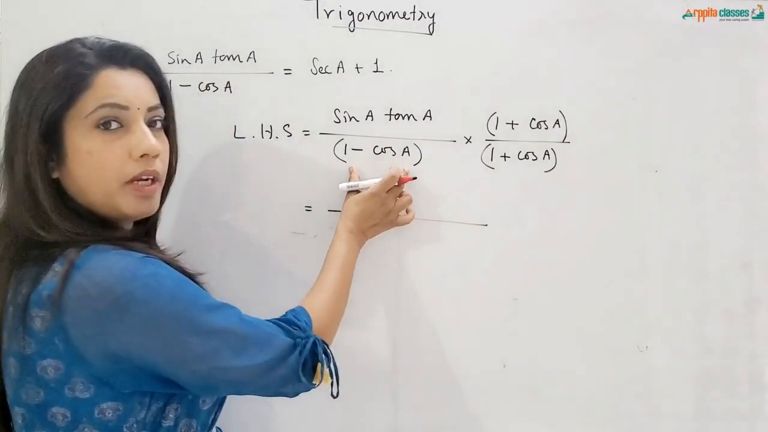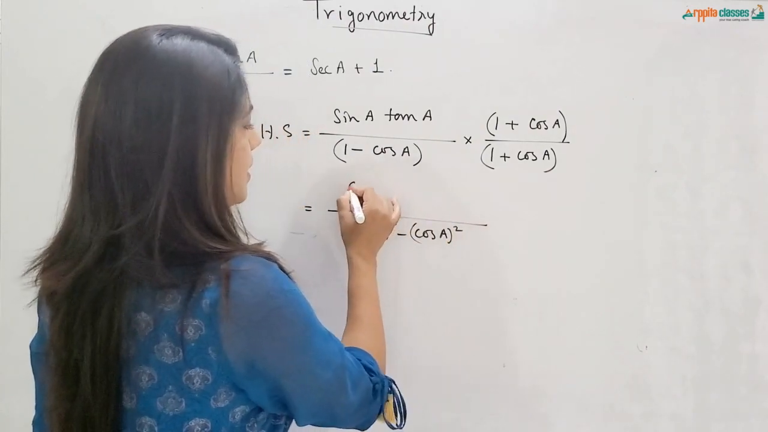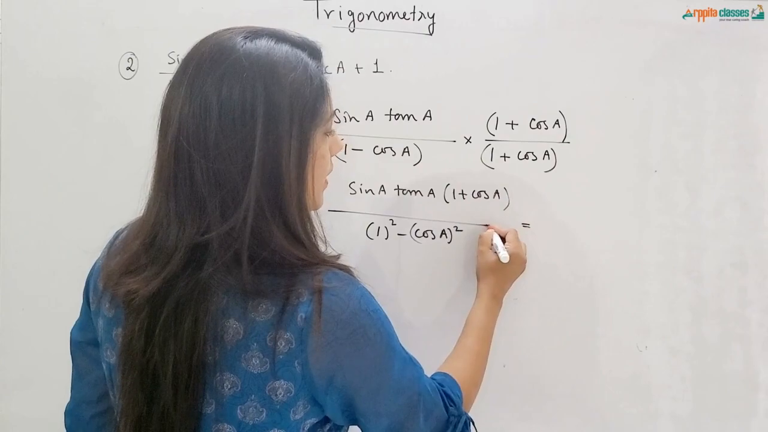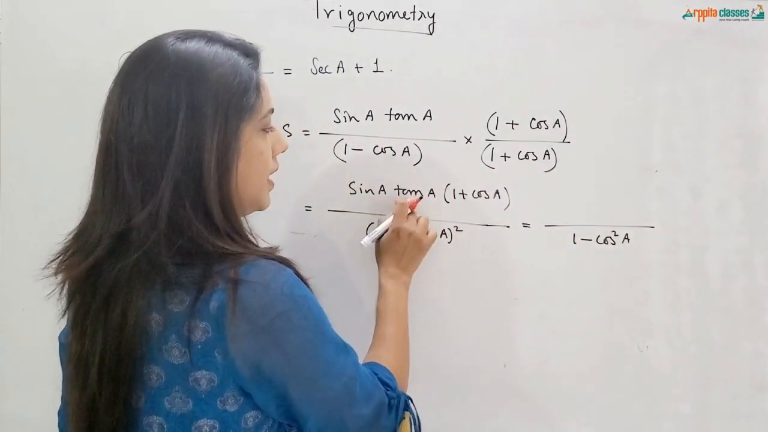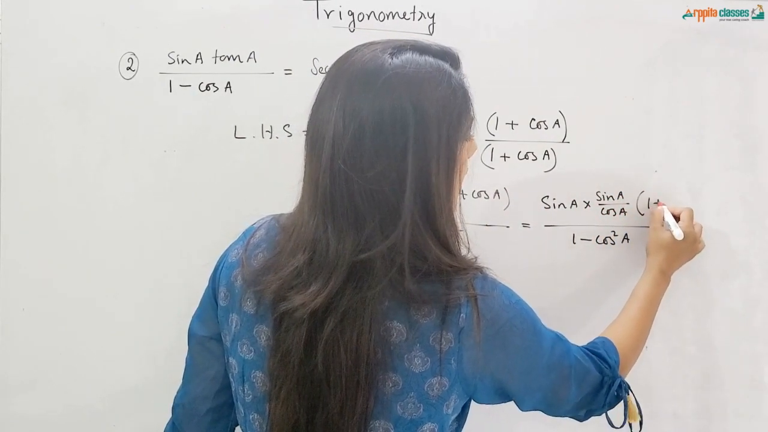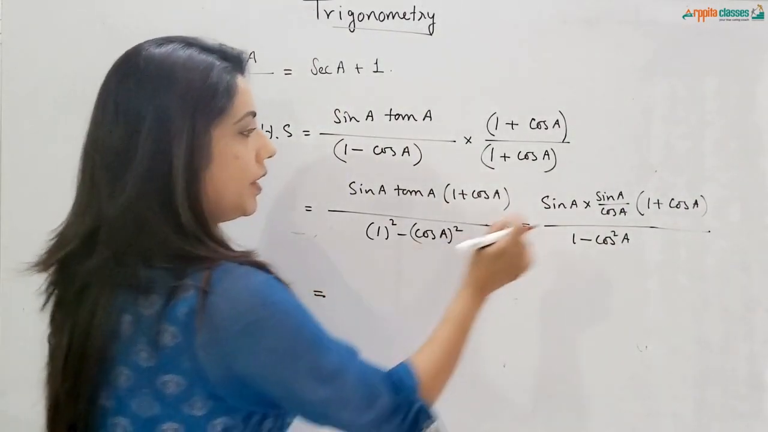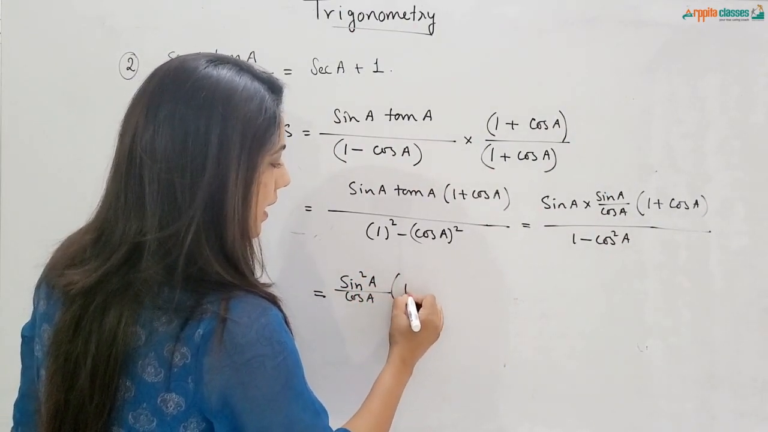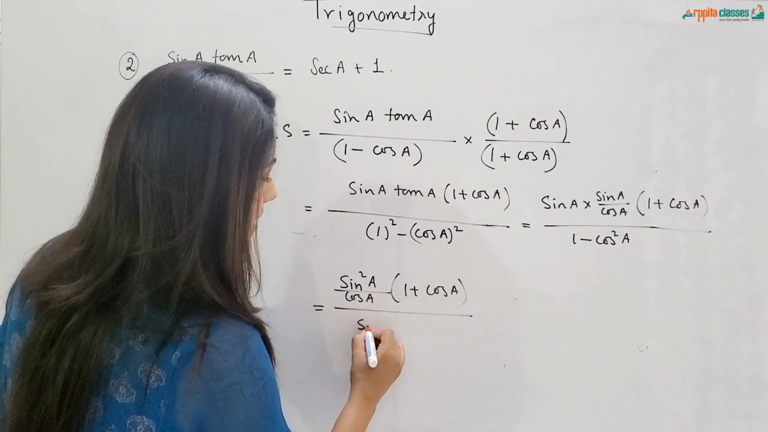So at the denominator we have A minus B into A plus B, that's A square minus B square, and here I am getting sin A tan A into 1 plus cos A. So at the denominator I have 1 minus cos square A. This tan A can be written as sin A upon cos A, and we have 1 plus cos A. Now 1 minus cos square A can be written as sin square A. Here in the numerator also we are getting sin square A. So I am getting sin square A upon cos A into 1 plus cos A, and at the denominator I have 1 minus cos square A, that is sin square A.